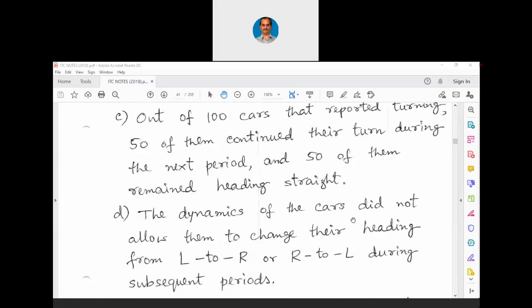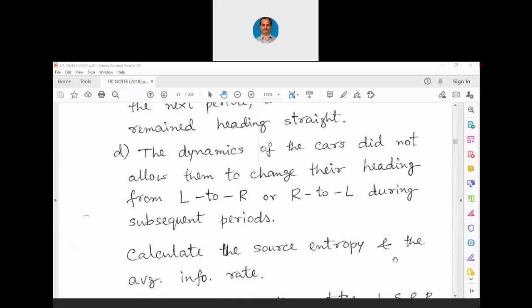Now, the dynamics of the cars did not allow them to change their heading from left to right or right to left during the subsequent periods. Means there is no left to right transition. There is only left to straight or right to straight transition, and there is no right to left transition.